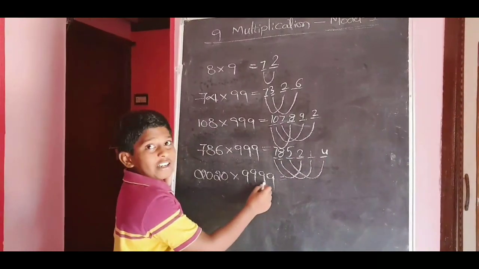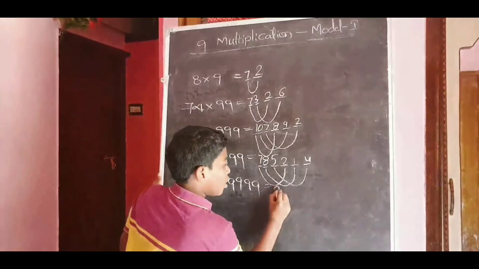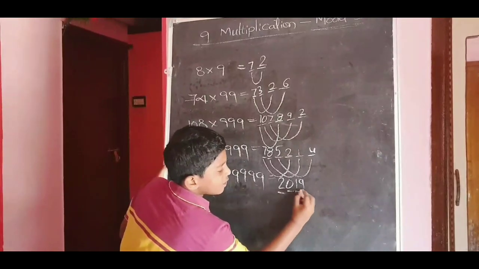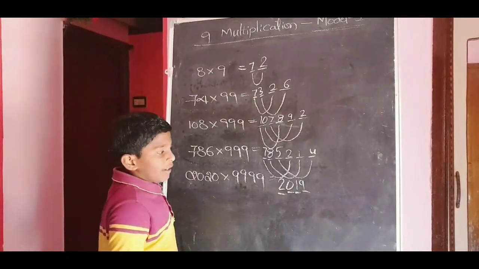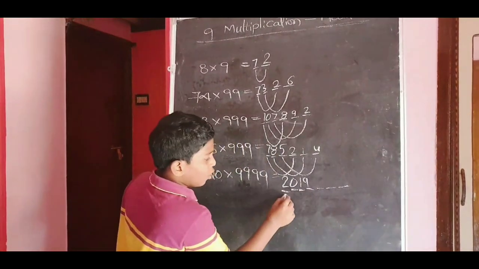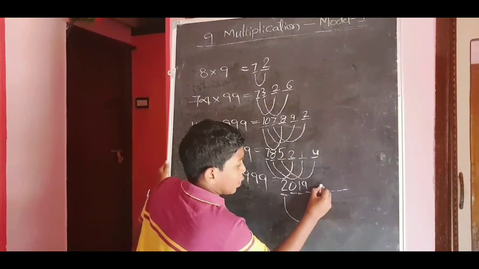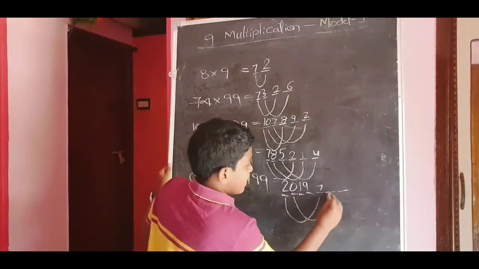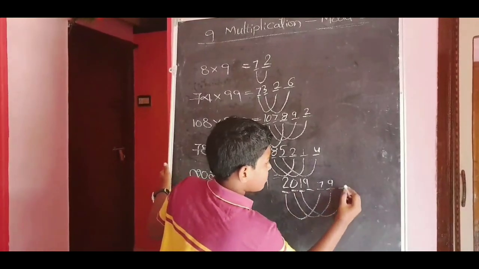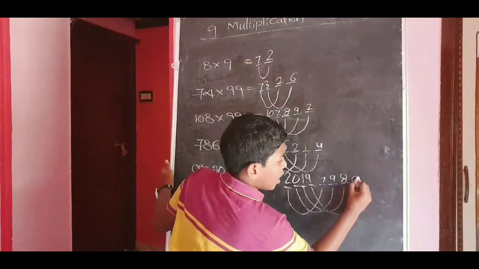2020 into 9999. Do minus 1: 2019. We have 4 digits. To get the answer, we have to take another 4 digits. For 2, add 7 to get the 9. For 0, add 9 to get the 9. For 1, add 8 to get the 9. For 9, add 0 to get the 9.